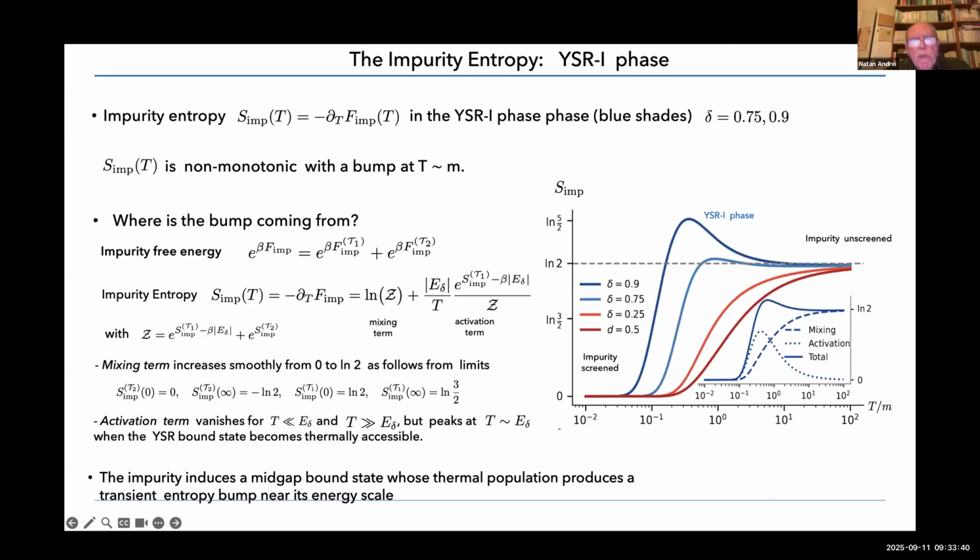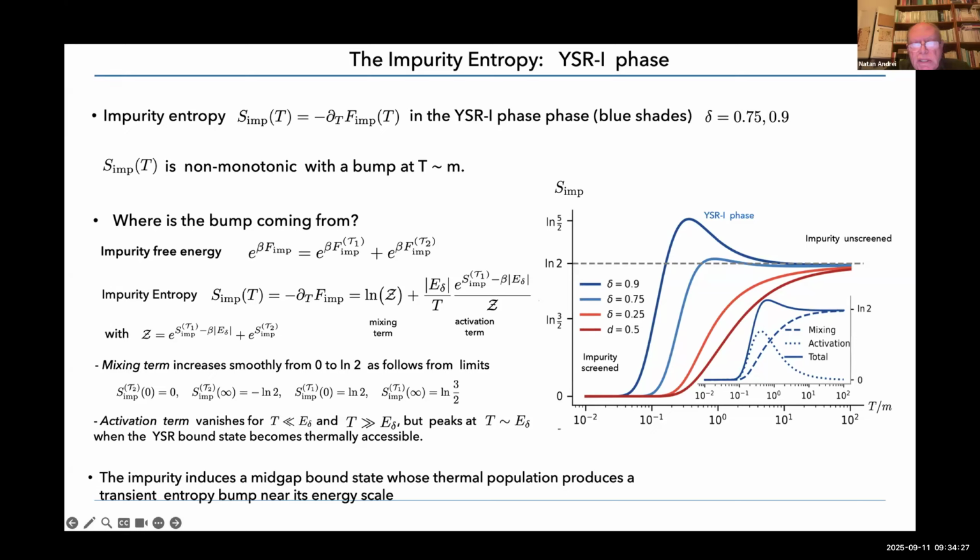And as a result, we are going to have the impurity entropy have this non-trivial monotonic structure. So why do we have a bump of order n? That comes from this new type of summation where the impurity free energy is obtained by taking the sum of two different exponential structures, which we have now to take the log of and sum. So the impurity entropy, which is given by the derivative, now has a new structure emerging.